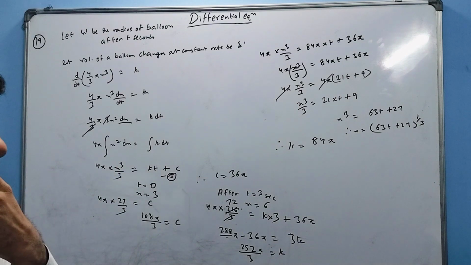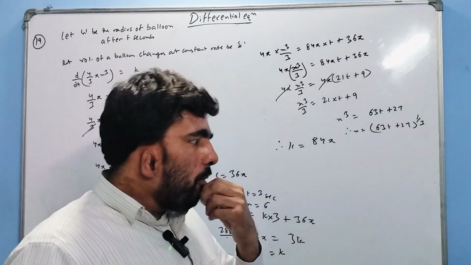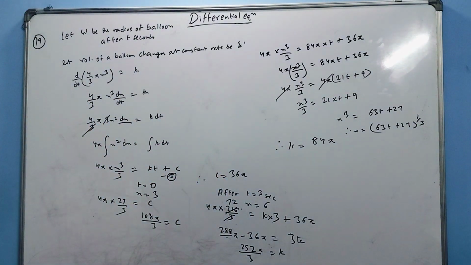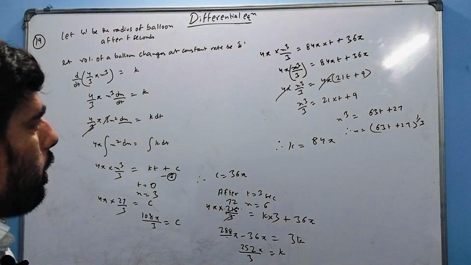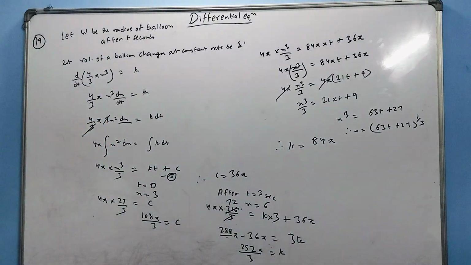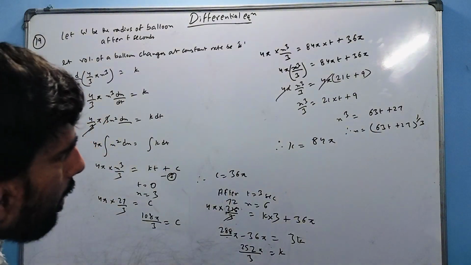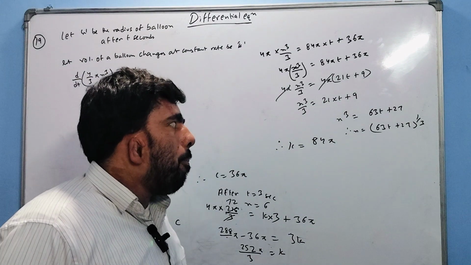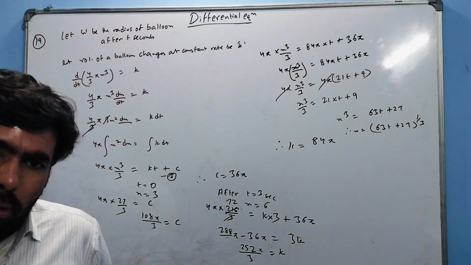They are asking about the radius of the balloon when its volume changes at a constant rate. Initially the radius was 3 units, but after 3 seconds the radius became 6 units. It was a spherical balloon. So in this we need to find the radius of the balloon after t seconds.